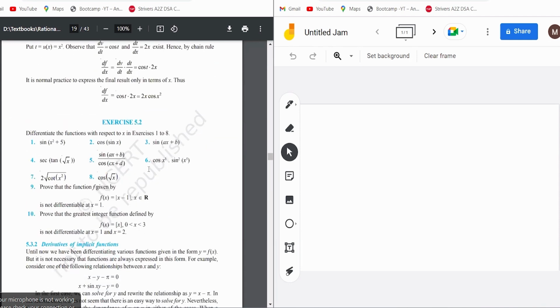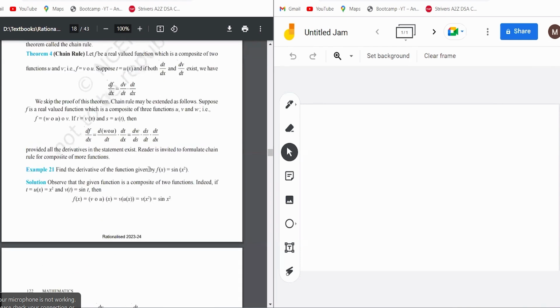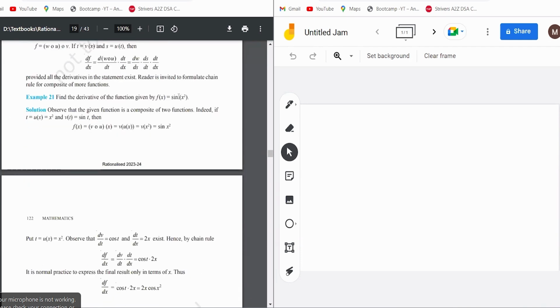So this is the only theory which I wanted to tell you. Like in this question also, sine of x squared. How would you differentiate this thing? Firstly, we will differentiate the outer function. What is the outer function? The outer function is sine. What is the differentiation of sine? Cos. So it would be cos of x square multiplied by the differentiation of x square. And what would be the differentiation of x square? It would be 2x. So the answer would be 2x times cos of x square.